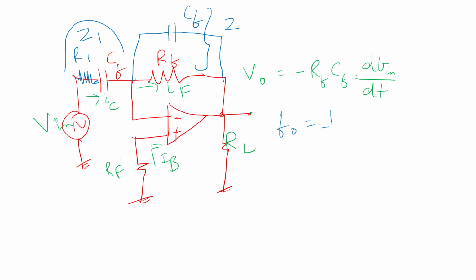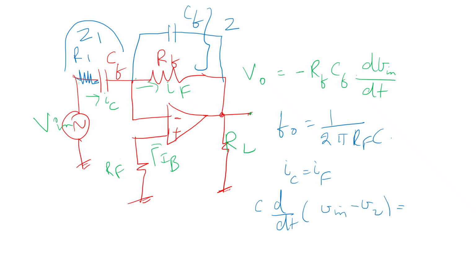F0 is equal to 1 by 2 pi RF into C. Since IB is equal to 0, IC is equal to IF. The capacitor current and the feedback current will be equal. C into d by dt of (Vin minus V2) is equal to (V2 minus V0) divided by RF.